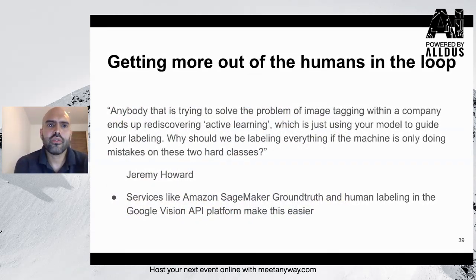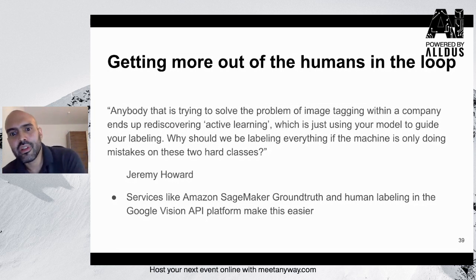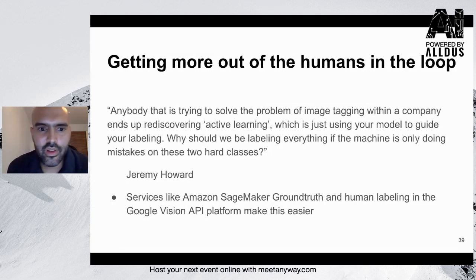Another aspect that is important for us is getting more humans in the loop, because labeling and relabeling images with the aid of a model lowers the cost of hiring people to label the images. We have working students who help us with this. In the field this is currently called active learning, which is just using a model to guide the labeling. It's usually wasteful to label everything by machine if we only have a couple of classes in which we make more mistakes. Services like SageMaker Ground Truth and the human labeling in the Google Vision API have made this easier.